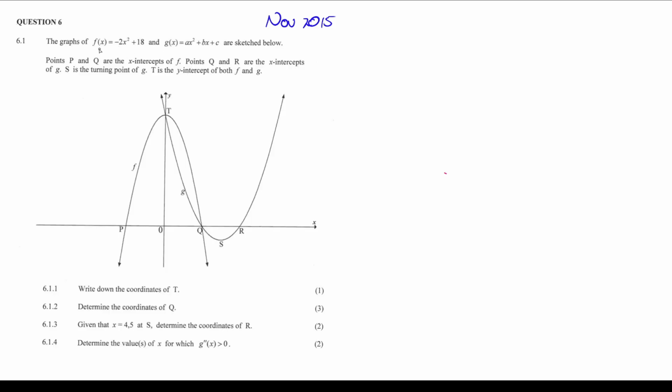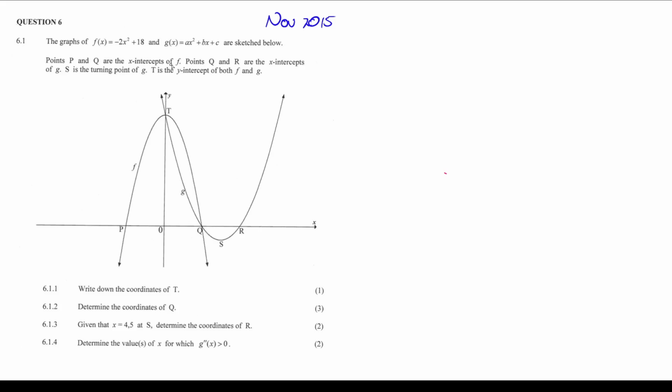We have a parabola that's f of x, and it's a sad face, and it's upside down. And then we have another parabola, but they don't tell us what's going on there. It's a happy face, so we know a will be positive.